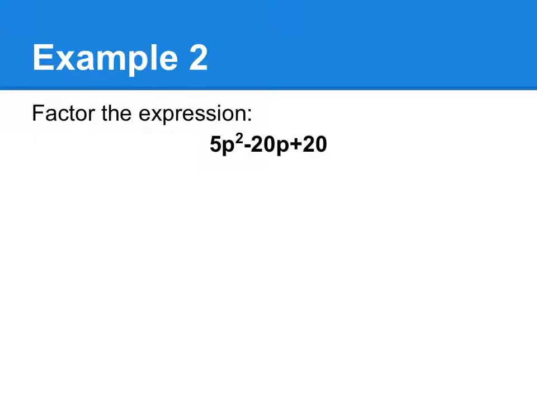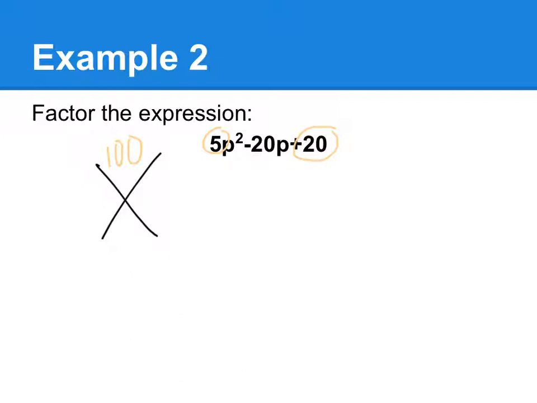Okay, so here's our second example. I'm going to go through this one a little bit quicker. Let's start off with the X. If you remember what goes on top, it's the first times the last. So in this case, 5 times 20, which is 100.